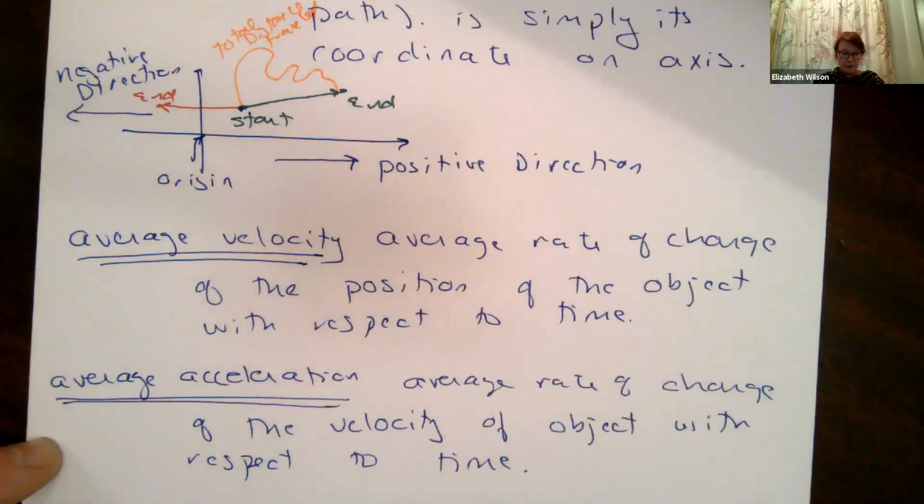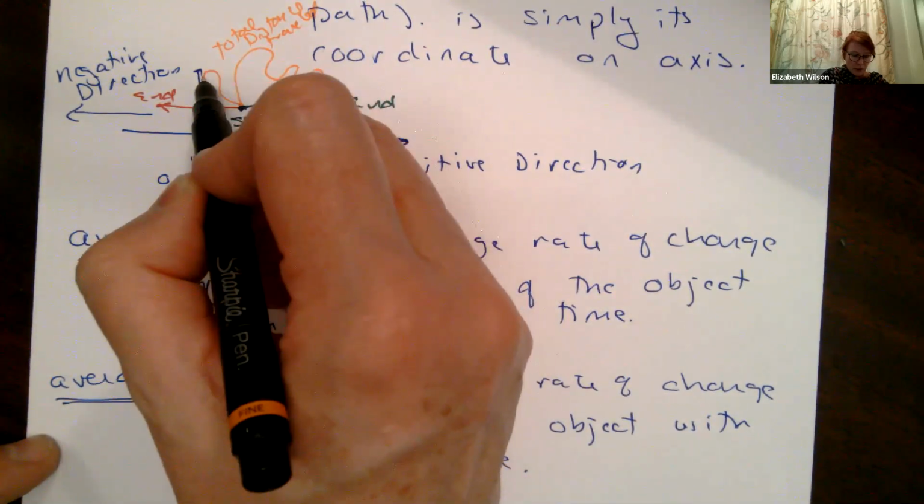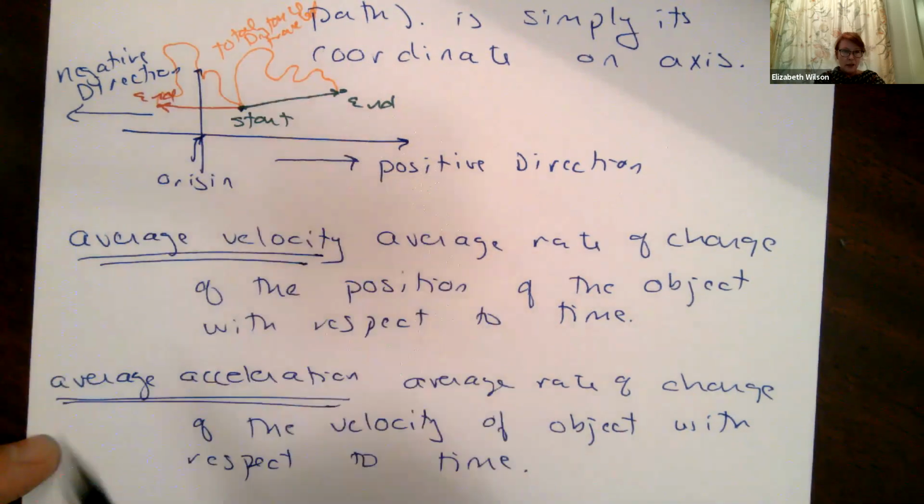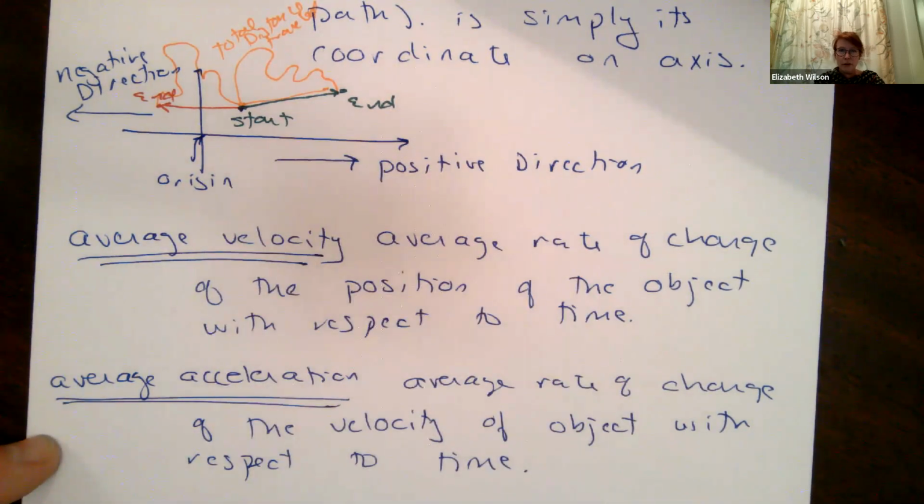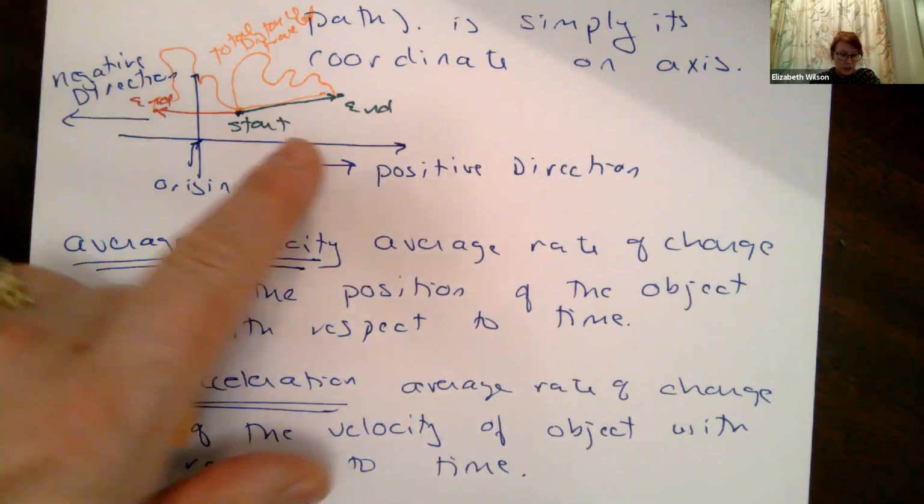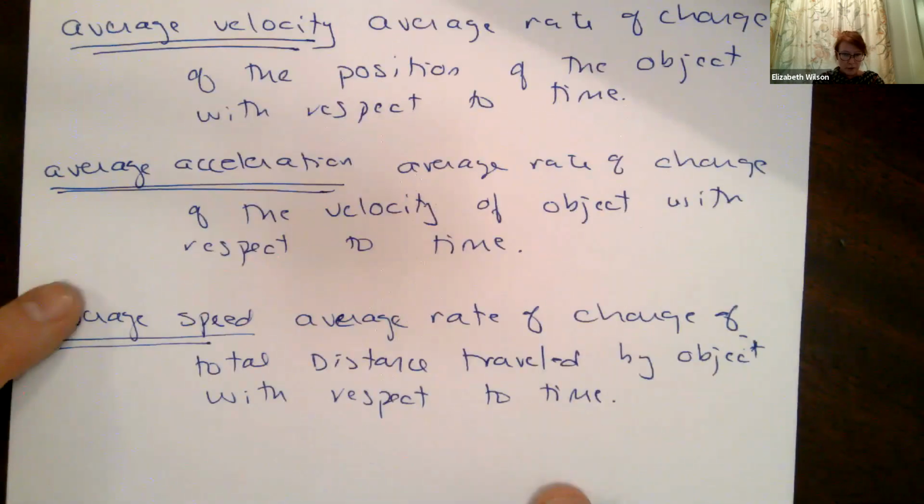It's our footpath, right? Or maybe I ended up here and I went there, but my total distance traveled was all over the place. So if you go on a straight line, your total distance traveled and your total displacement from the start to the end are going to be the same, but it's possible that the total distance traveled will be greater. Total distance traveled is always positive.